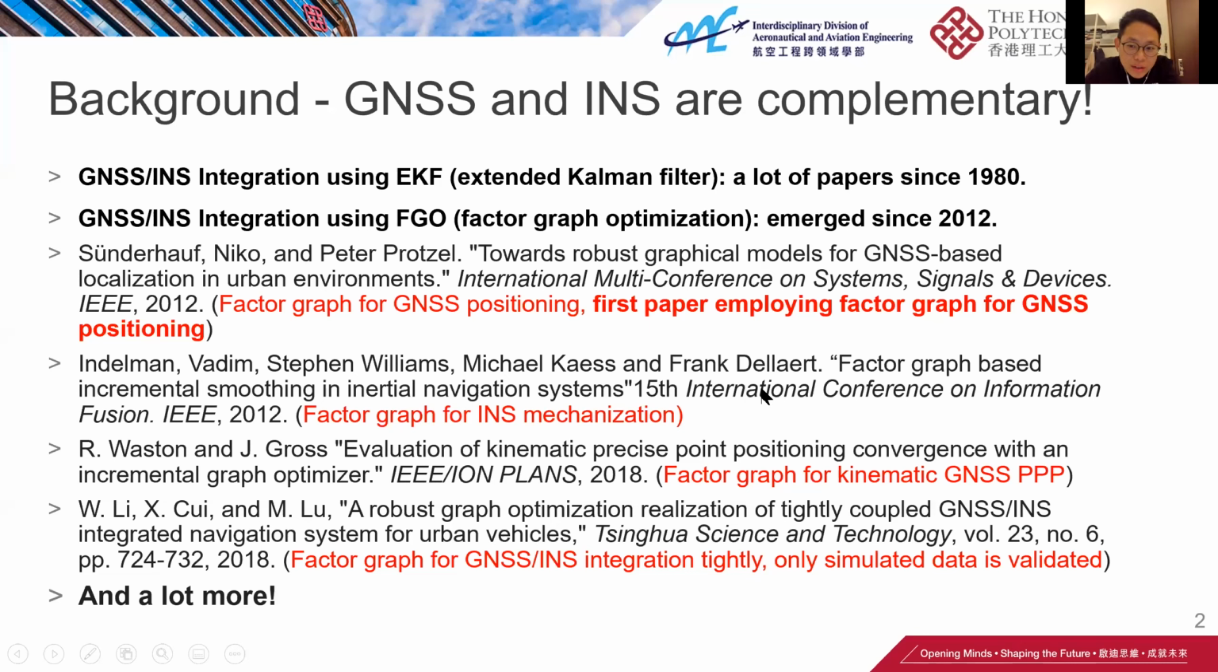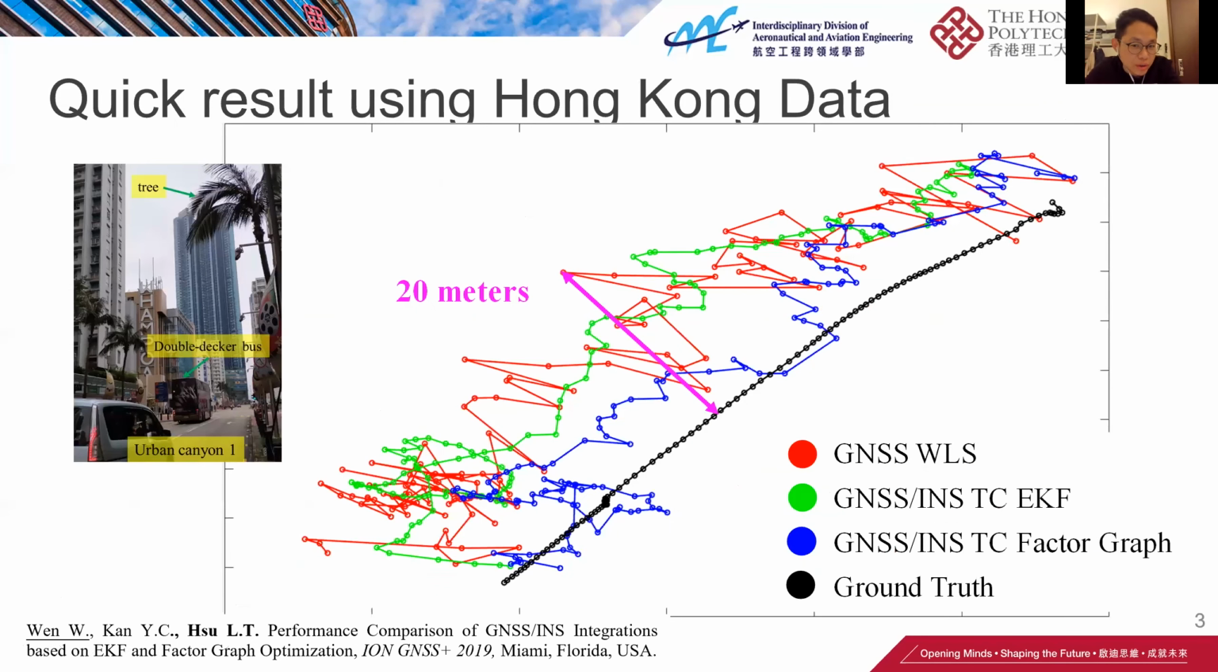Then the CMU team used the factor graph in inertial navigation systems. This opened a new door for robotics. Then Professor Jason Gross and Dr. Ryan Watson also used FGO in precise point positioning, PPP. Then Professor Lu Mingquan's group also gave simulations on robust graph optimization realization, tightly coupled. There are a lot more, so we just highlight a couple. But for us, it's like, okay, this is new technology, sounds so good, so we're trying to implement this technology and see how it goes.